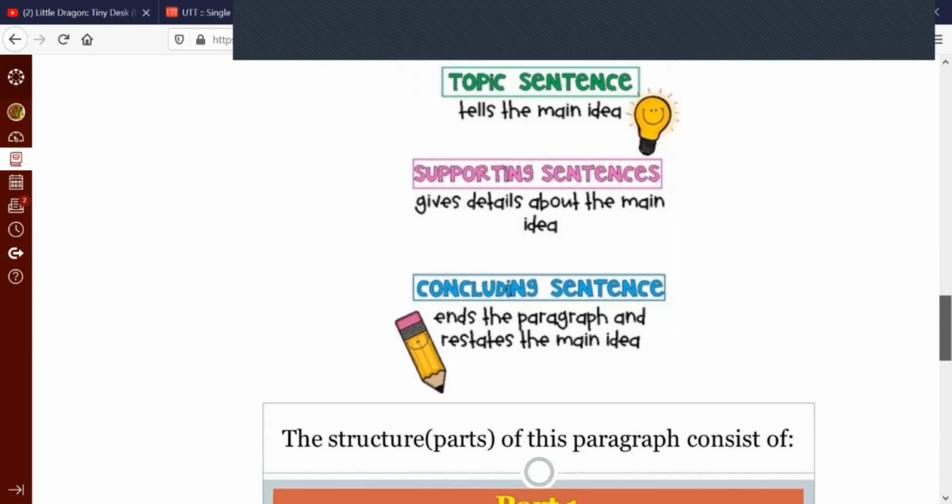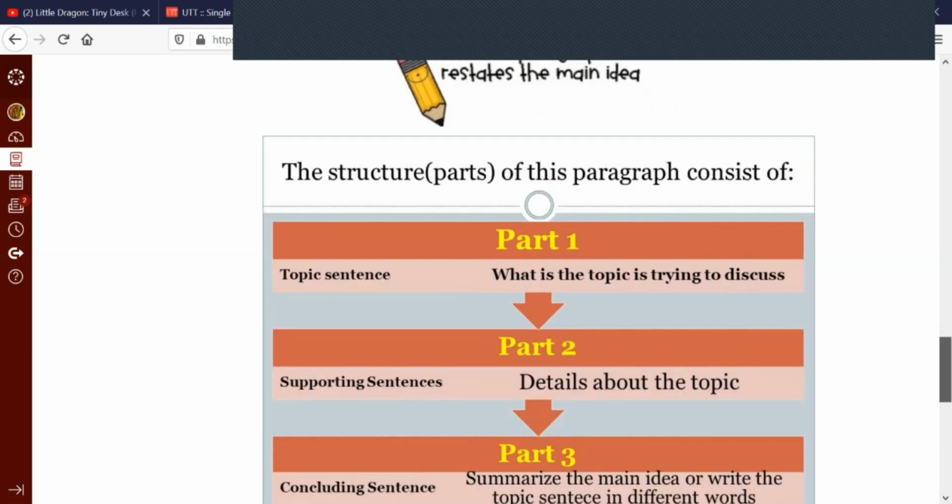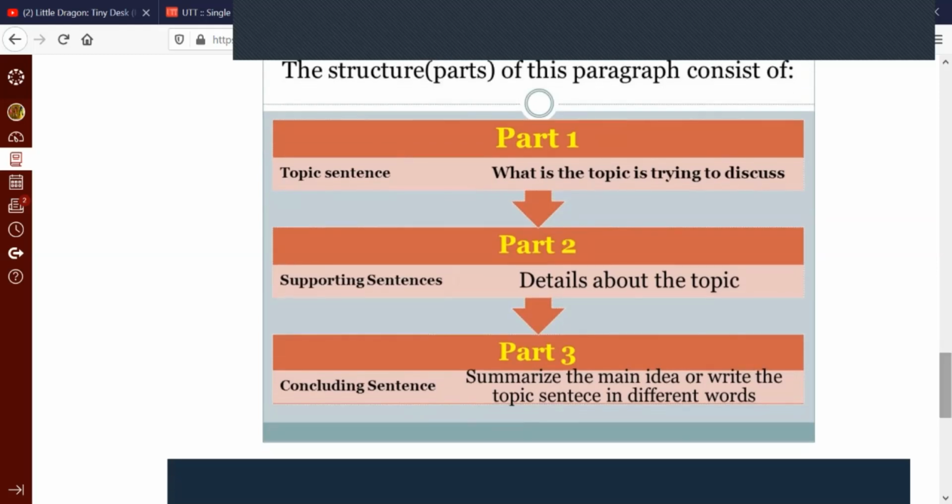Right? So the topic sentence tells you what your paragraph is going to discuss. The supporting sentences flesh out that topic sentence, and the concluding sentence or clincher sentence ends with a bang and then links to the next paragraph.